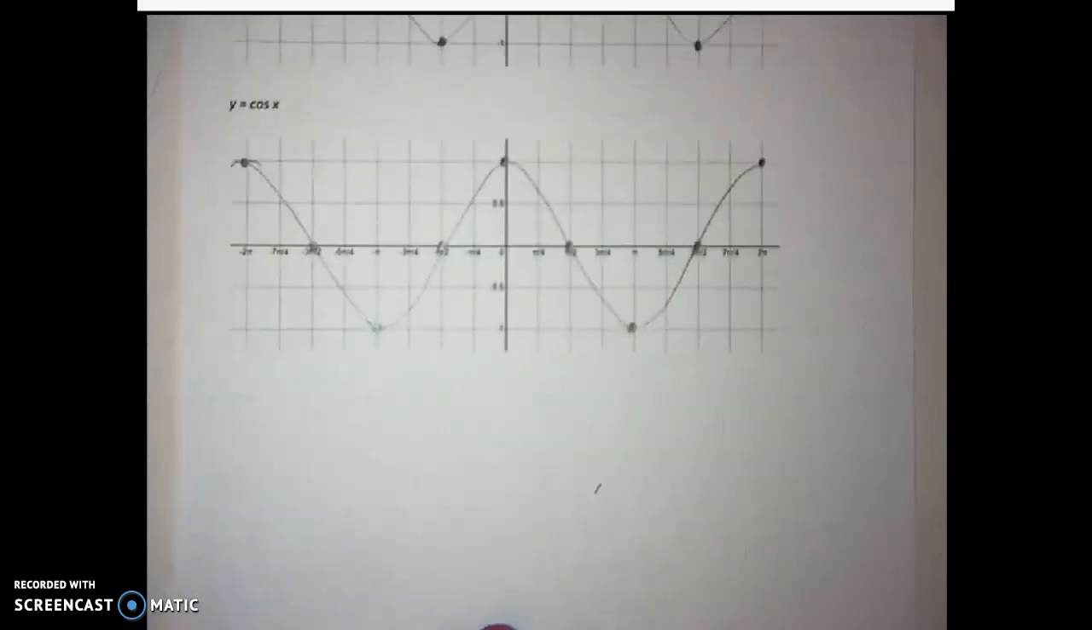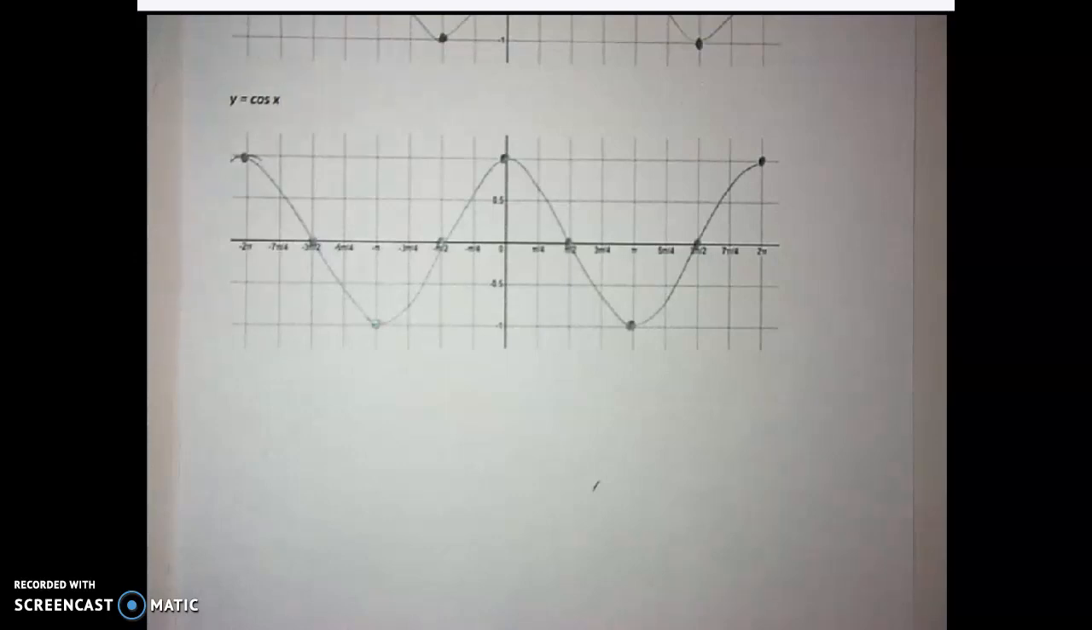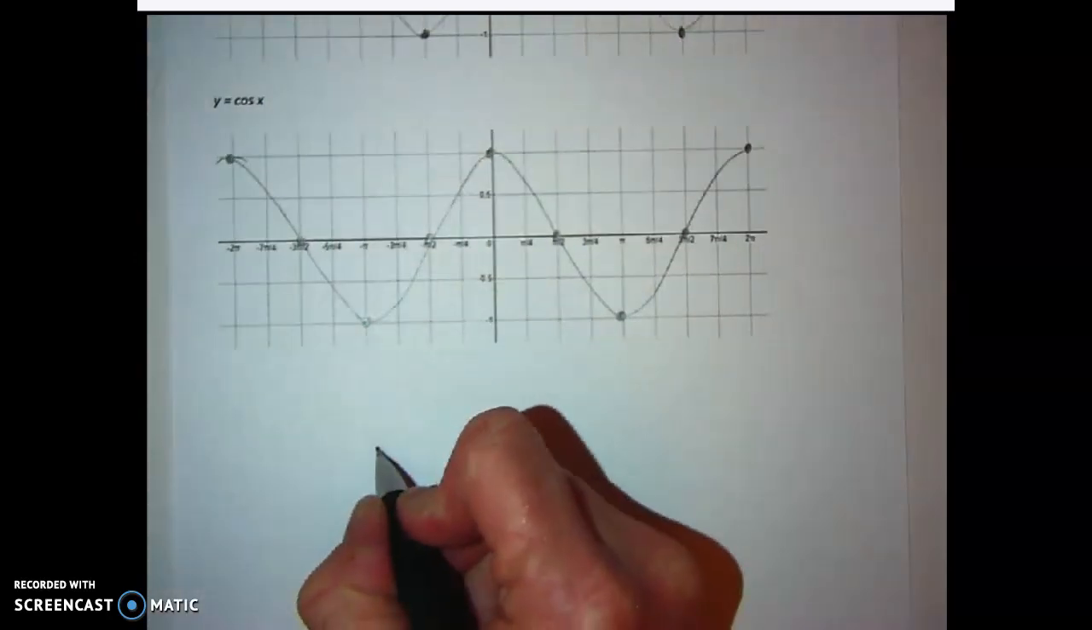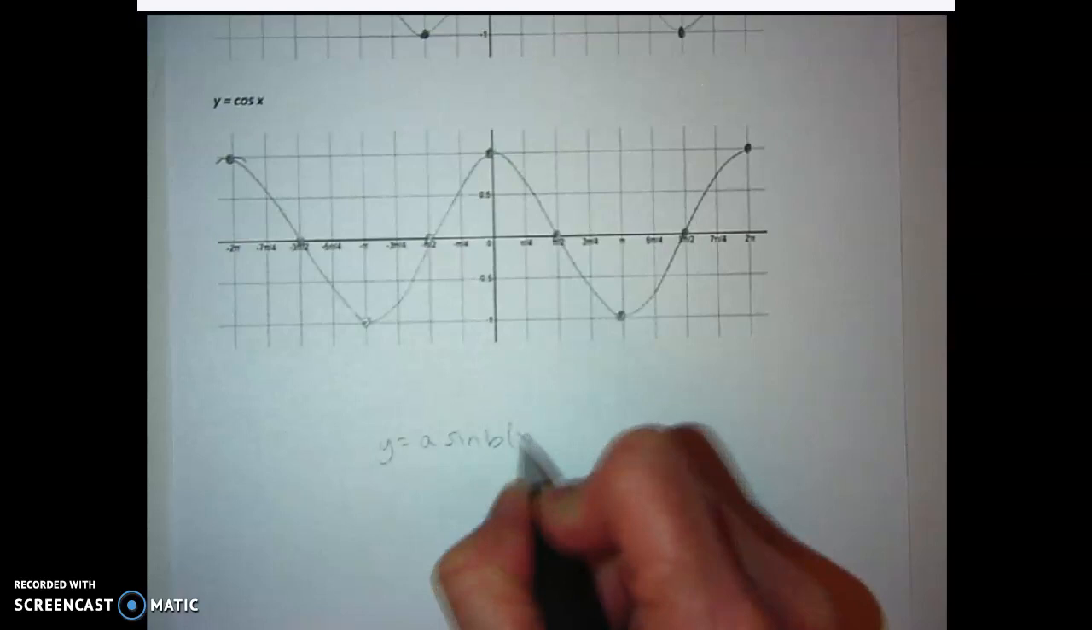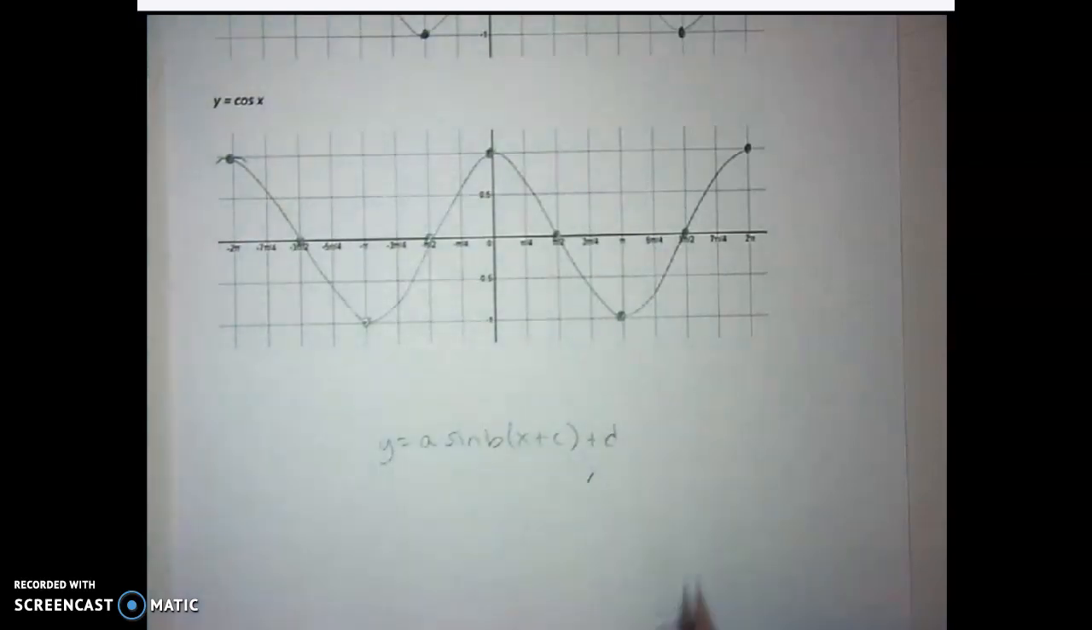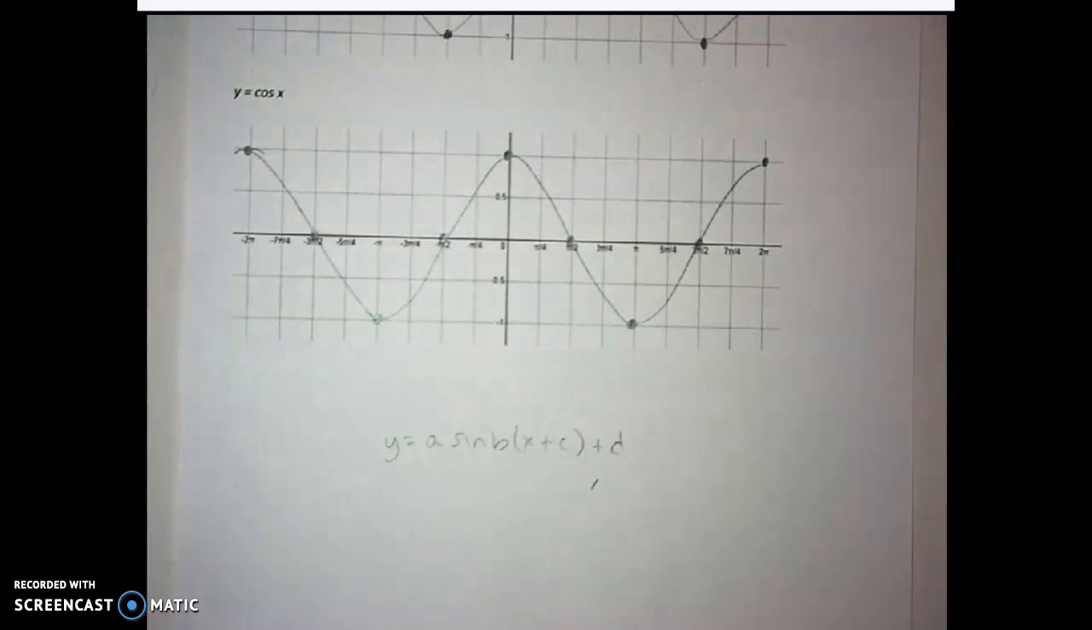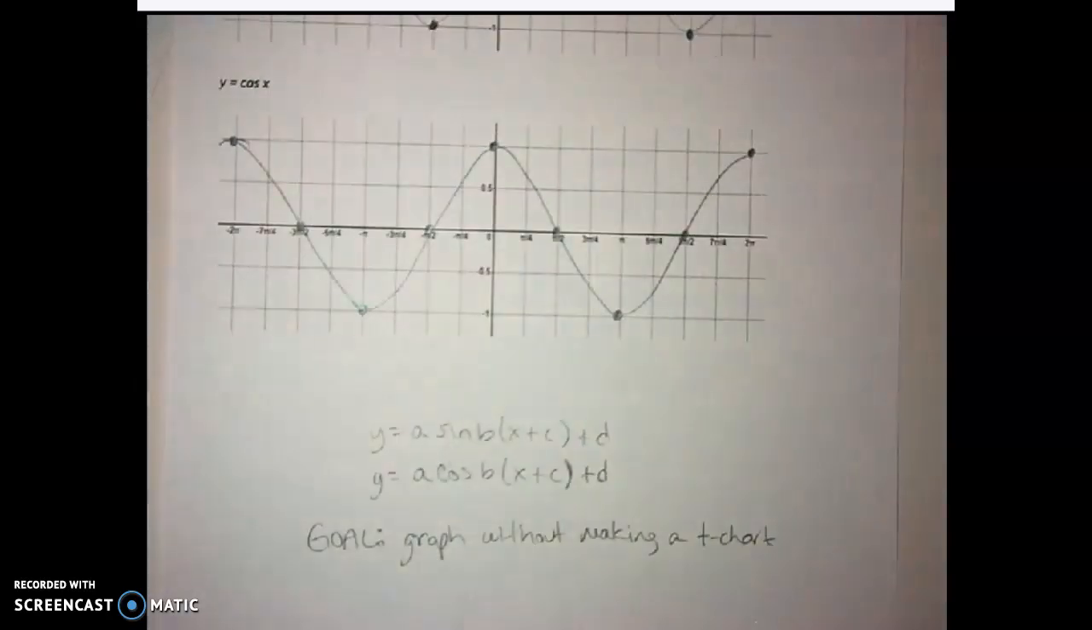And what we're going to be doing in this section is looking for what the transformations of those graphs are. So if we have y equals a times the sine of b times x plus c, plus d, or even if we replace that sine with cosine, what exactly do all those letters do to the graph of the sine function or the cosine function? We're predominantly going to be looking at the sine graph, but the transformations that we are going to talk about happen to both the sine and cosine graph in very similar manners. Therefore, our goal in this section is basically going to be able to make the graphs of these without making a t-chart and plotting points.